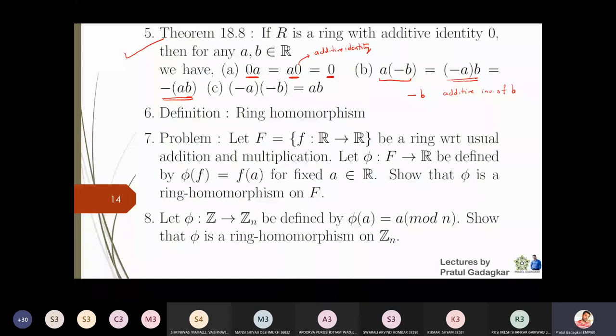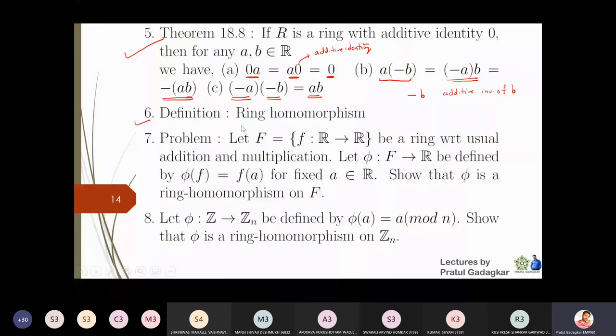And this is also true that if you take the additive inverse of A and multiply it by the additive inverse of B, you will get the product AB. So I'm not going to prove this theorem. Whenever I need to use this property, I'm going to straight away use it and move ahead. The next definition is of ring homomorphism.